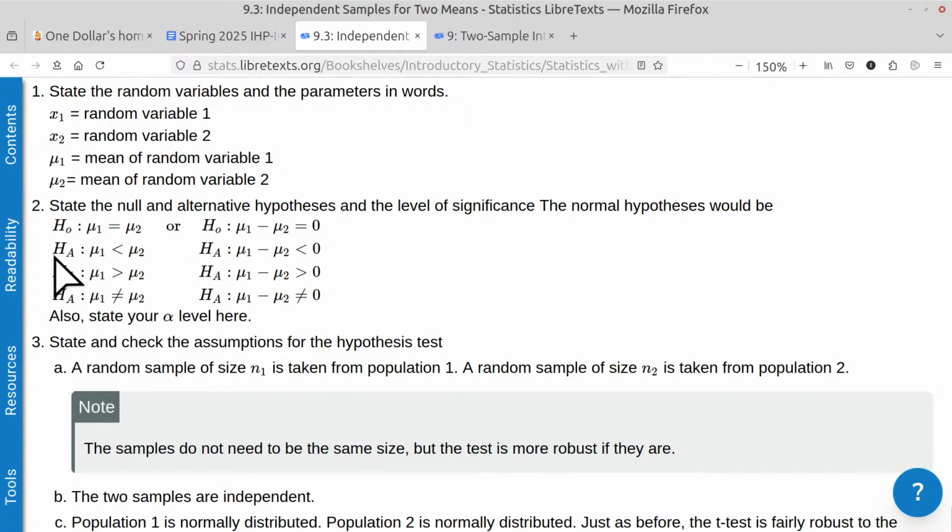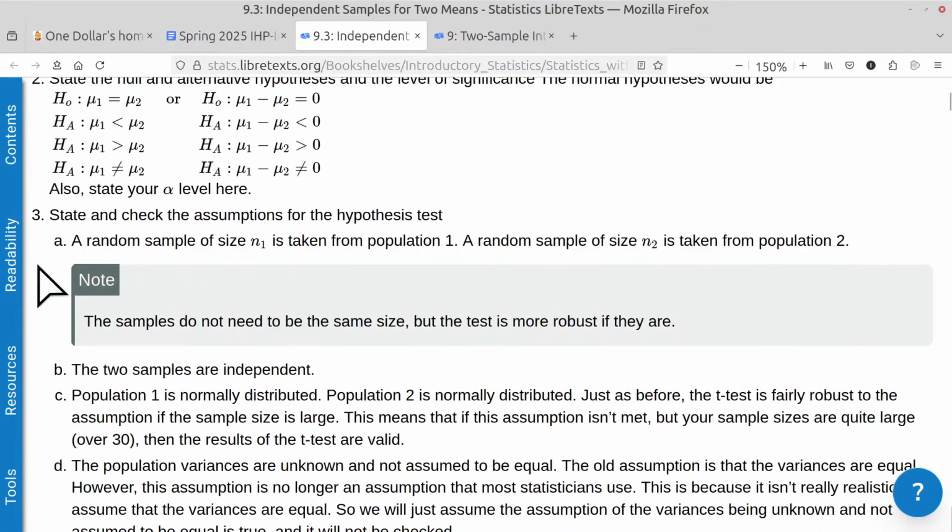And there are three possibilities for the alternative hypothesis. The first one, mean 1 is smaller than mean 2. Mean 1 is greater than mean 2. Mean 1 is not equal to mean 2. So we can list that there are three possibilities. And the null hypothesis is mu1 is equal to mu2.